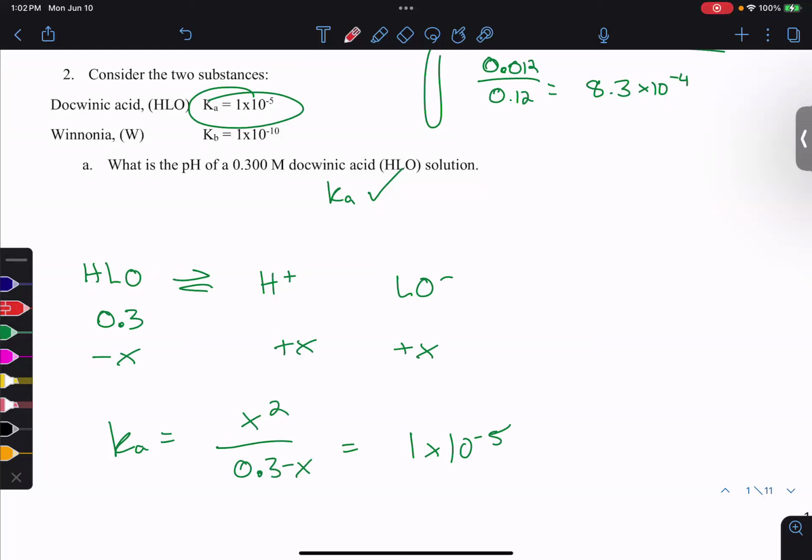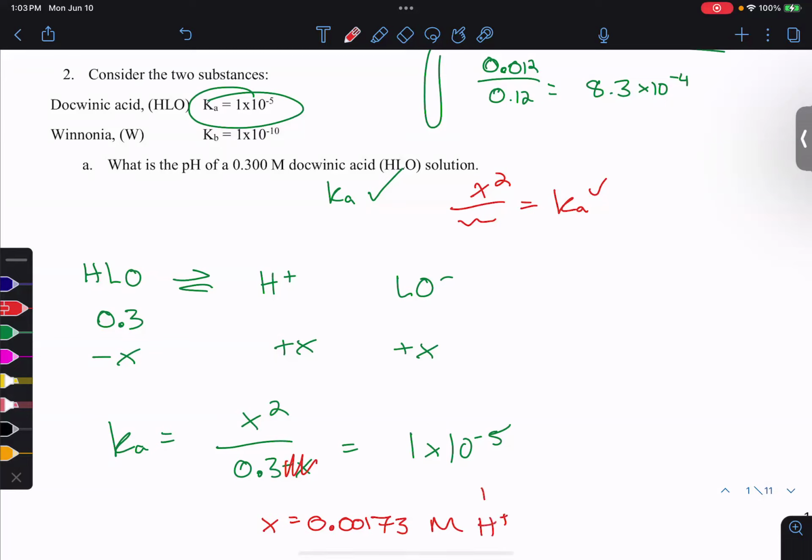But I don't want to do the quadratic, so I will just get rid of that minus x and solve for x. So all this became was x squared over the initial concentration equals Ka, because I gave you Ka for that weak acid. So if you do that, 1e negative 5 times 0.3, take the square root, you get x equals 0.00173 molarity, but it's the molarity of what? H plus, because we used Ka. And so if you negative log that, you get a pH of 2.76. You put an acid in solution, it should be acidic.